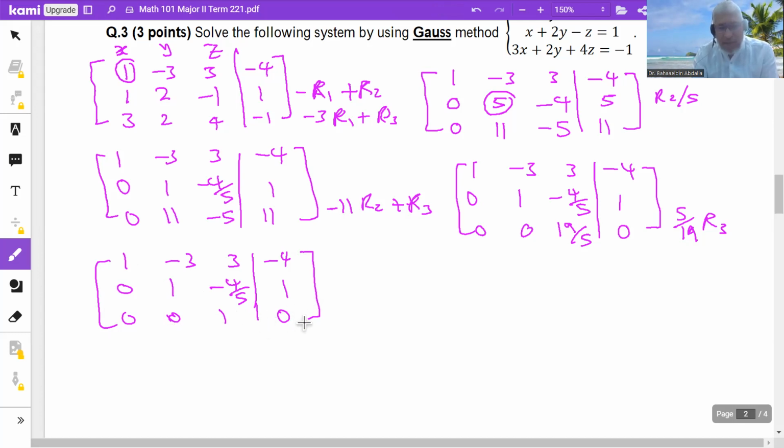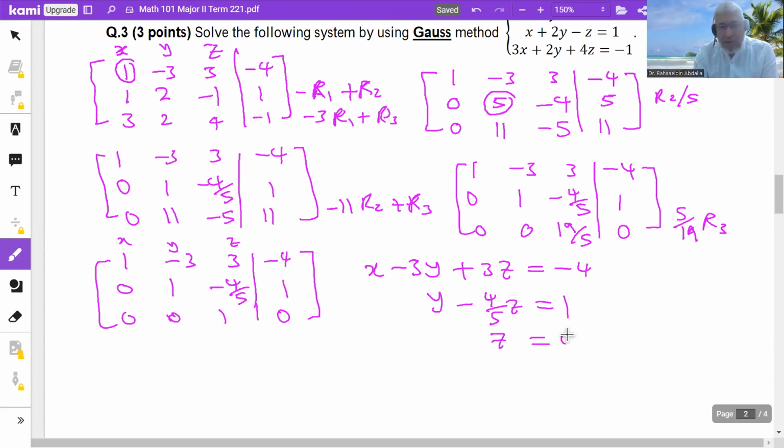So now I can go back and write all the equations. Remember, this is x, y, z. So I can write the first equation as x, the coefficient of x is 1, so x minus 3 times y plus 3 times z equals -4. And the second equation, there is no x because 0 times x is 0, so 1 times y, that's y, minus 4 over 5 z is 1. And the third equation, x times 0, y times 0, z times 1, so I have z equals 0.